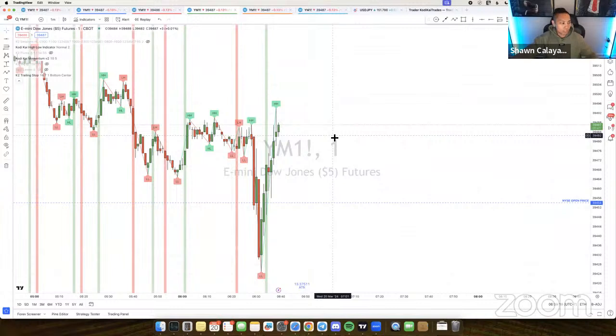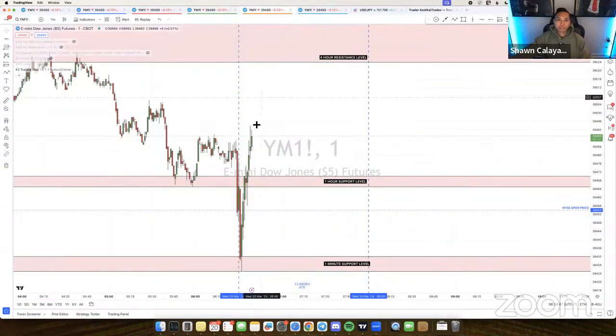But again, there's no rush. There's no forcing anything here. We're just waiting for some sort of setup to prepare ourselves for the entry. So again, right here, just waiting. We've got 20 seconds left on this candle. We've got a lot of time. It's 6:39 right now. The range still has not been established yet.